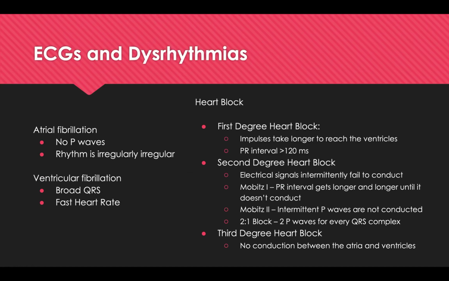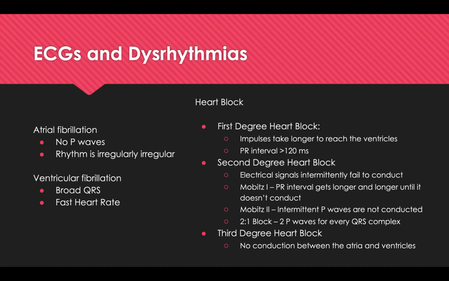ECGs are helpful because they can show certain pathologies in the heart. So for example, if there are no P waves, it's likely that there's atrial fibrillation, where the atria don't always contract and don't always have a regular electrical impulse. Similarly, if there's a broad QRS complex, then this is a sign of ventricular fibrillation.